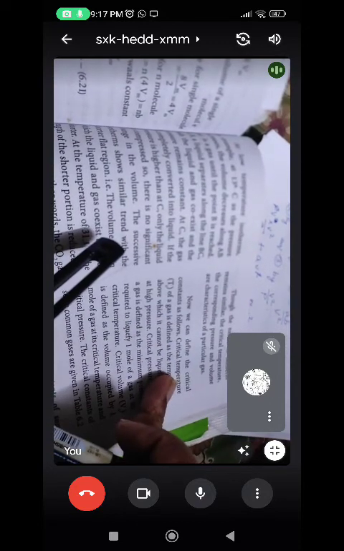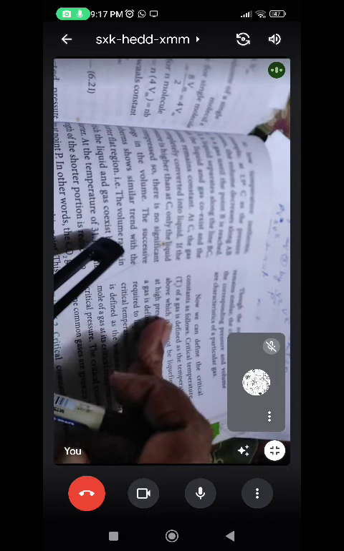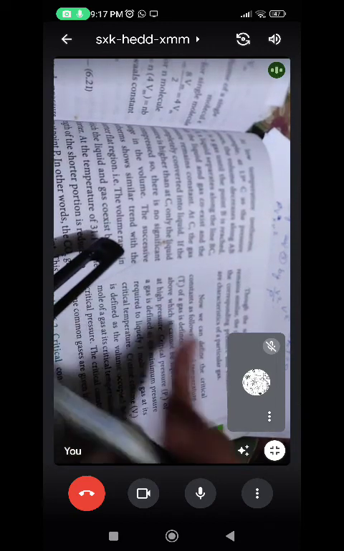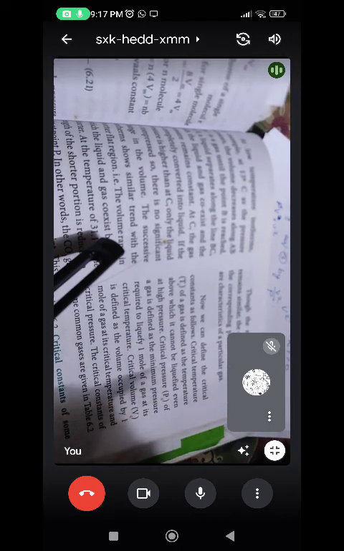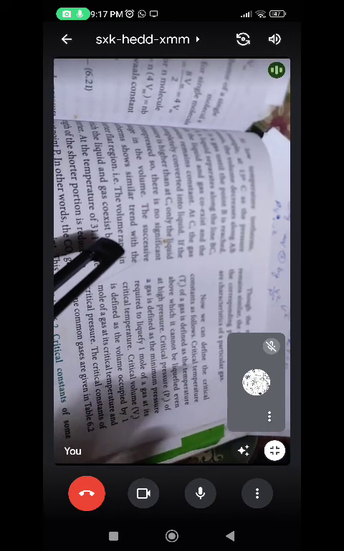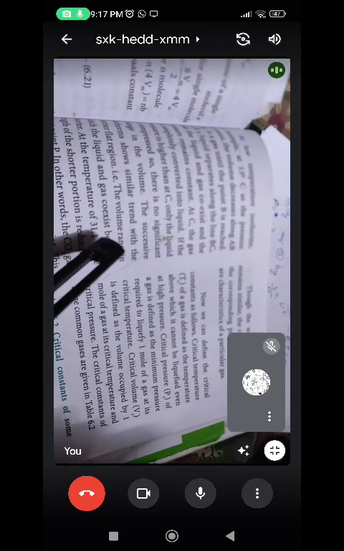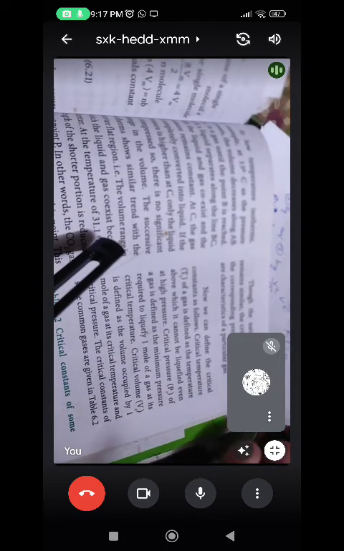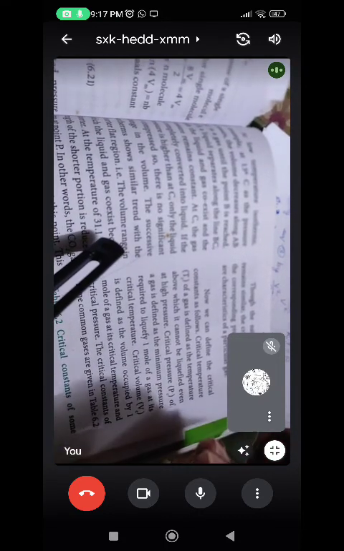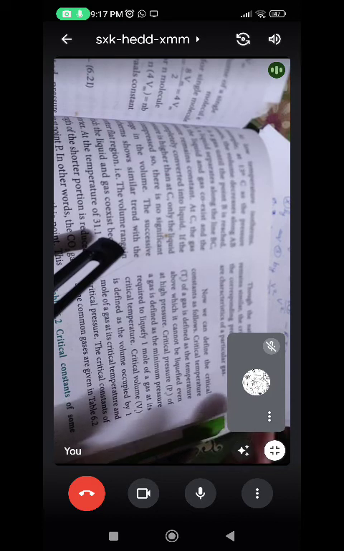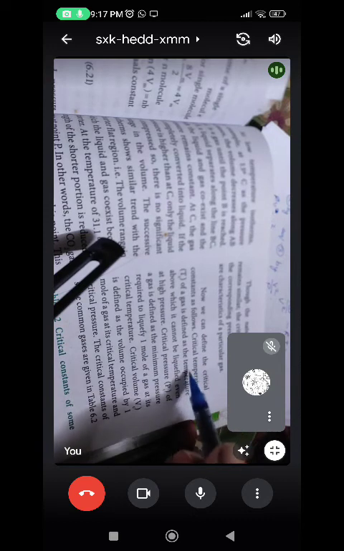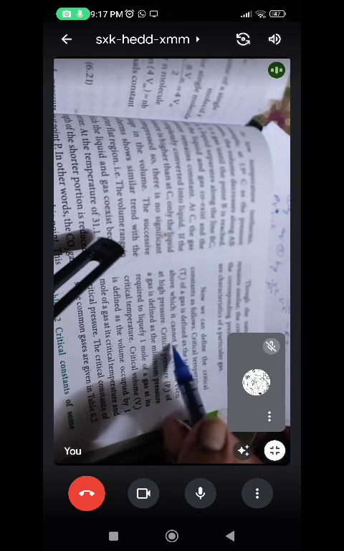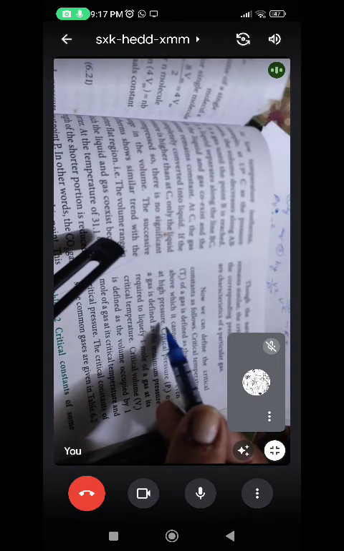What is this critical temperature Tc of a gas? It is defined as the temperature above which it cannot be liquefied even at high pressure. So அது வரைக்கும் தான் you can liquefy them. அப்போ 31.1 டிகிரி செல்சியஸ் வரைக்கும் தான் you can liquefy carbon dioxide. அதுக்கப்புறம் ஹை ப்ரெஷர் கொடுத்தாலும் லோ டெம்பரேச்சர் பண்ணாலும் you cannot liquefy carbon dioxide after 31.1 degrees Celsius. So what is Tc? It is defined as the temperature above which it cannot be liquefied even at high pressure.